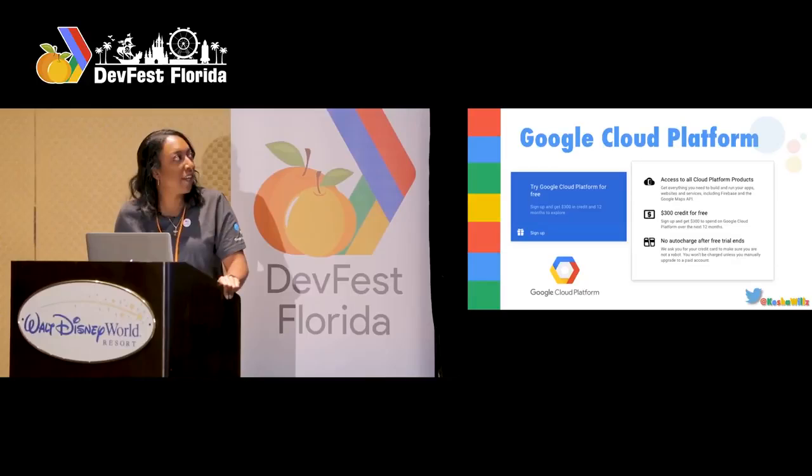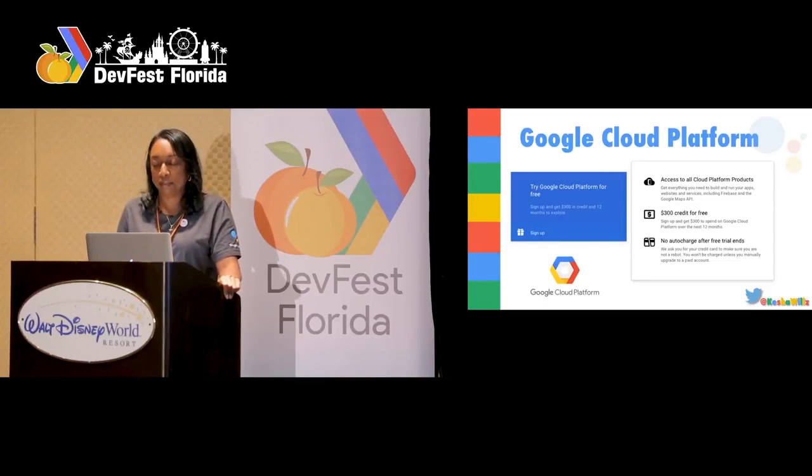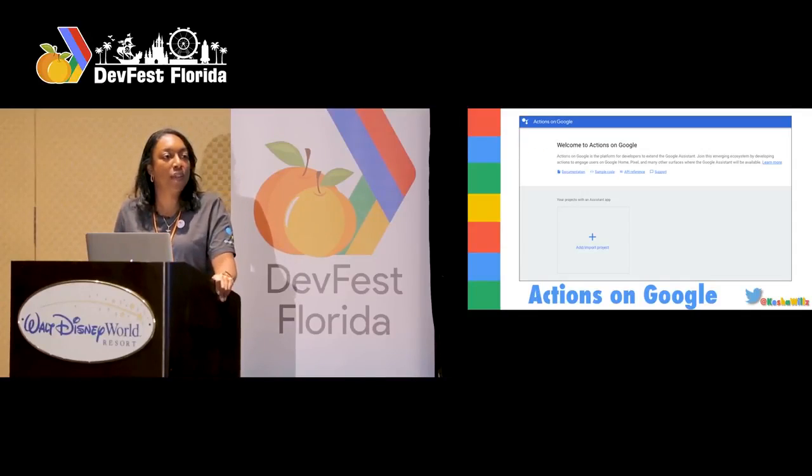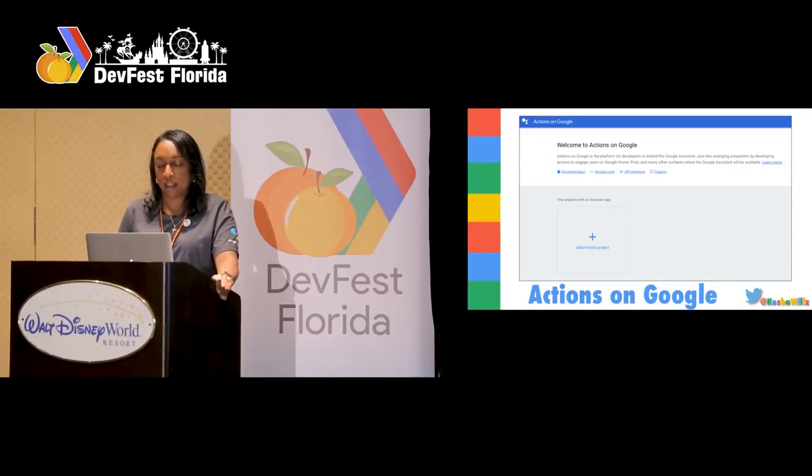First, I created an account on the Google Cloud platform. They have a 12-month free tier offering, and also a $300 credit. So it's very cost effective. You can get in there and play around and not invest a lot of money up front. Once you create your account, you go to the Actions on Google console, and you need to create a project. Very simple and straightforward.